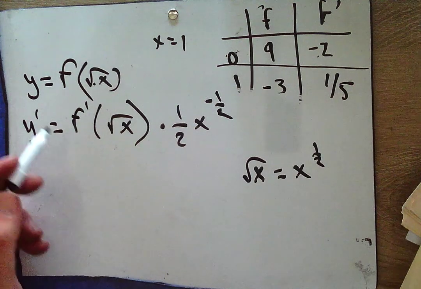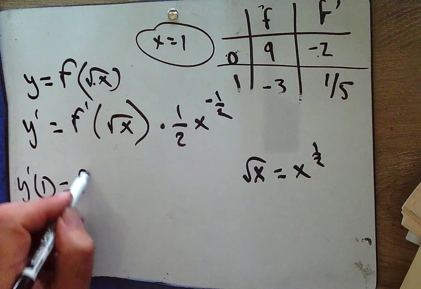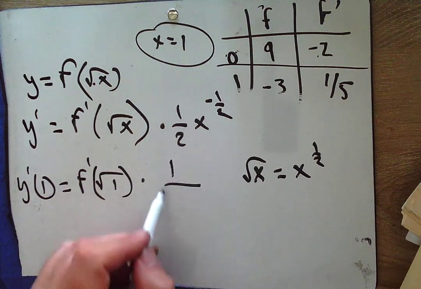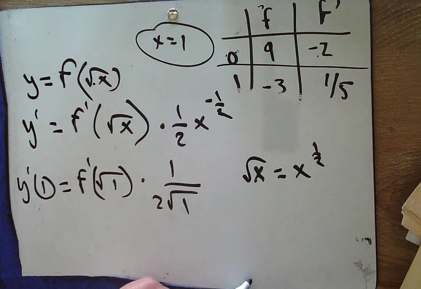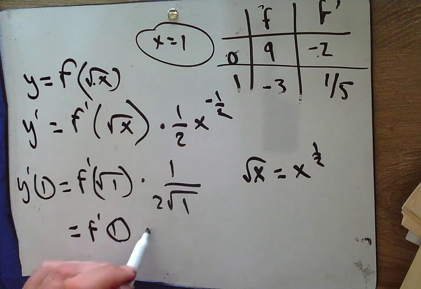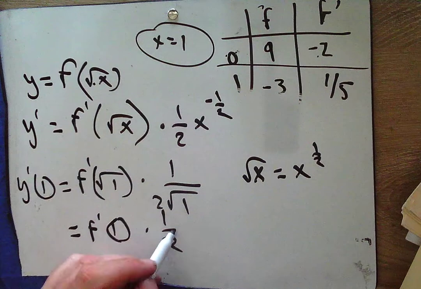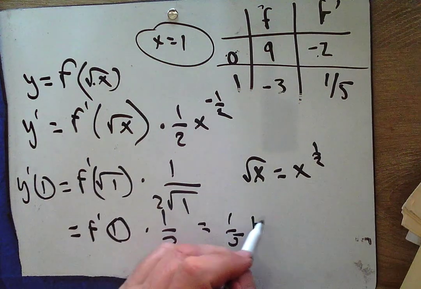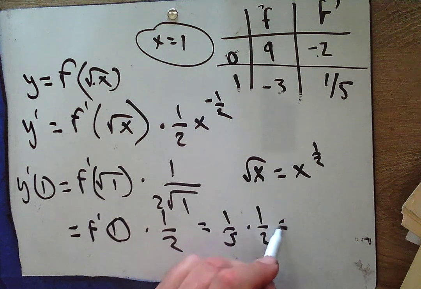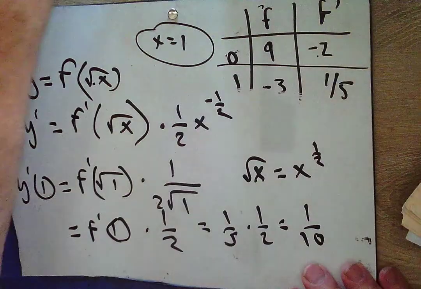All right, so what are we looking for? Derivative at 1. We need y prime of 1, which is going to be f prime at the square root of 1 times 1 over 2 square root of 1. Okay, well, square root of 1 is 1, so this is just f prime of 1 times 1/2. F prime of 1 is 1/5 times 1/2, not plus, but times. And so we get 1/10. Okey-doke. That was station 6.